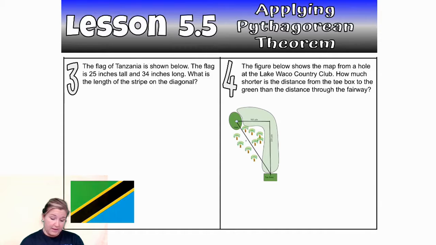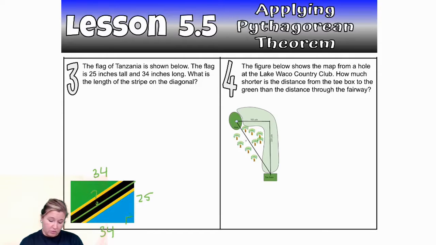So therefore, we can go ahead and label this. It's 25 inches tall and 34 inches long, and then they want to know what is this here. And we don't know. All right, so since that is going to be a cross, I'm going to go ahead and label this side as well, because sometimes they're labeled opposite and you're not quite sure. So go ahead and remember, with rectangles, the opposite sides are congruent. So go ahead and label those there.